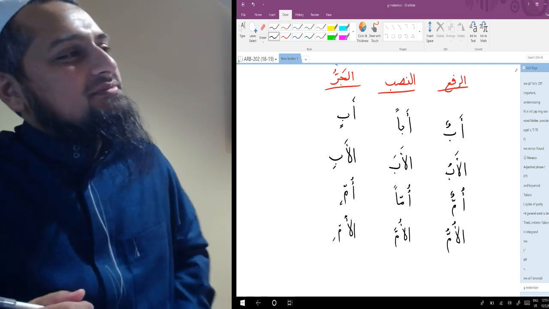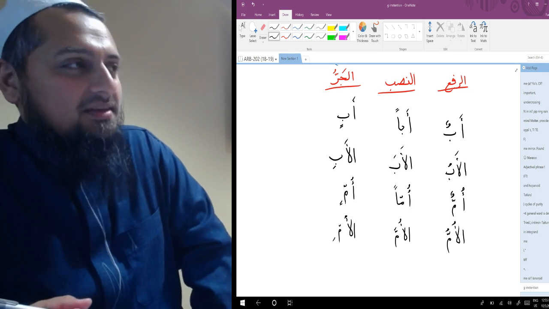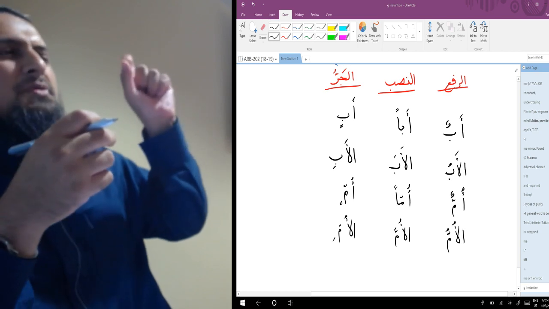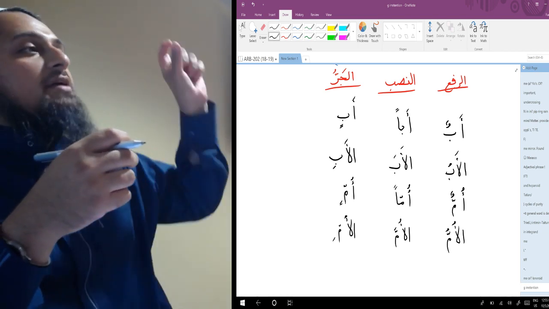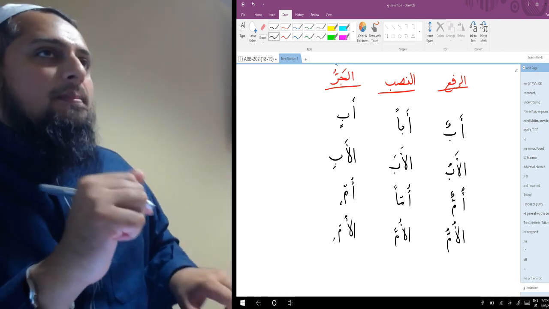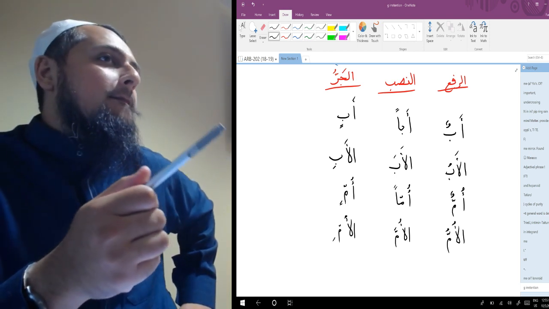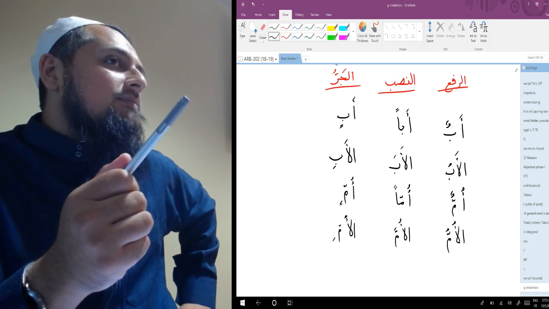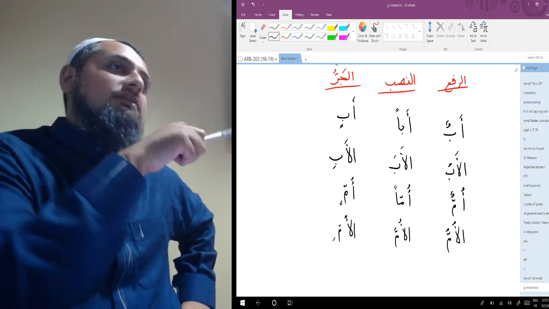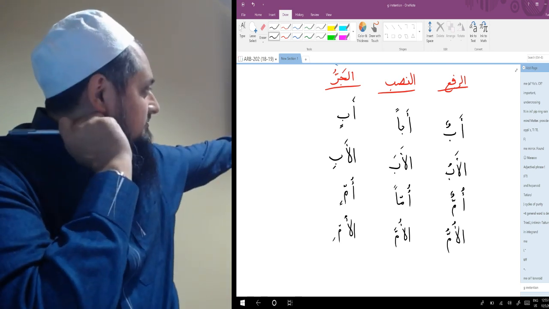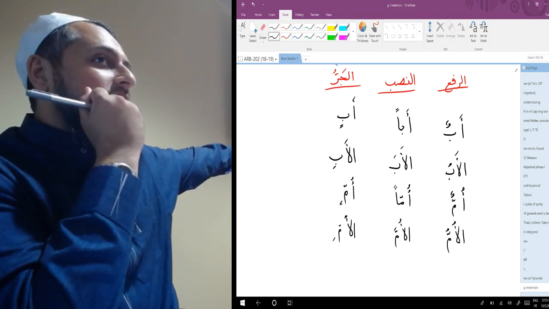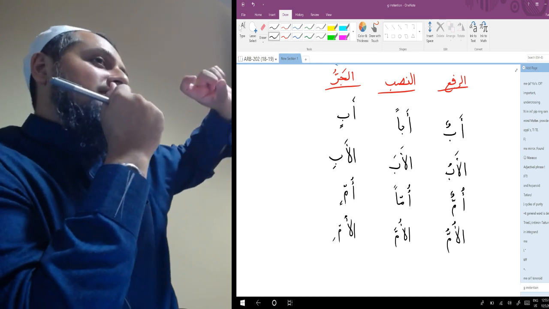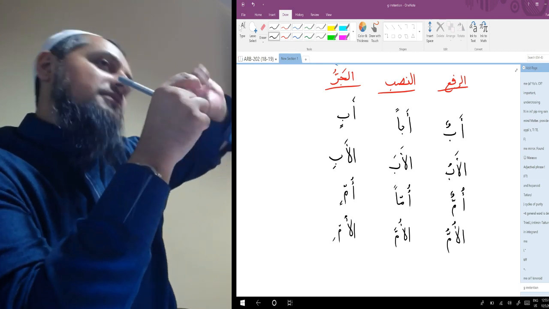When you put the fathatain, is there a reason why there's an alif? Yeah, so in the Arabic language, in order to have fathatan, it has to be written on an alif. It's carried by the alif. It's not only when you put the al in front. So that's the rule. If there's no alif lam, there will be tanween.